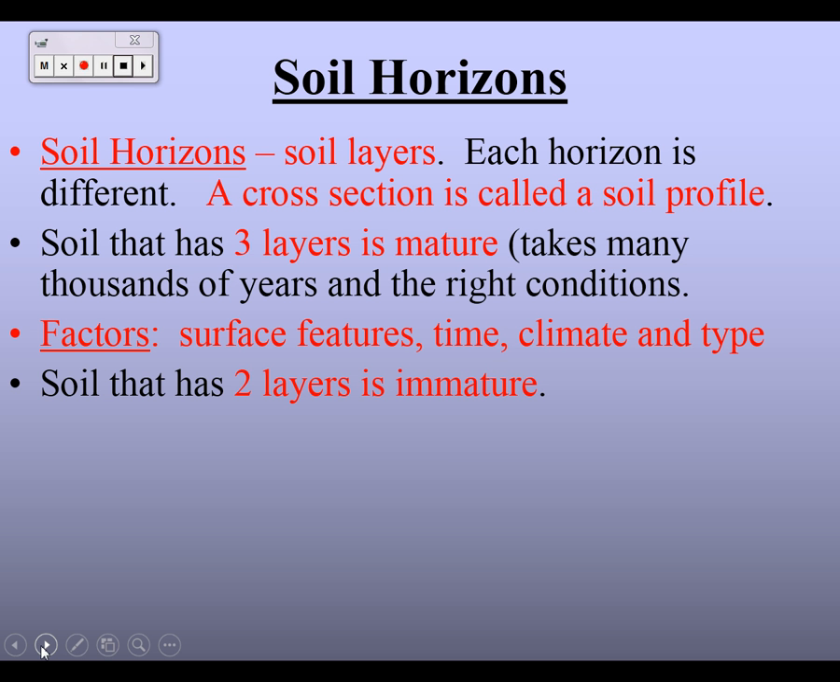Factors that affect the maturity of your soil are the surface features. So is it a sandy surface? Is it mountainous? Is it plains like the Midwest? Also the amount of time the soil has been allowed to build up, the climate type, and the type of soil that it was originally, the residual or the transported. Soil that has 2 layers or less is called immature.